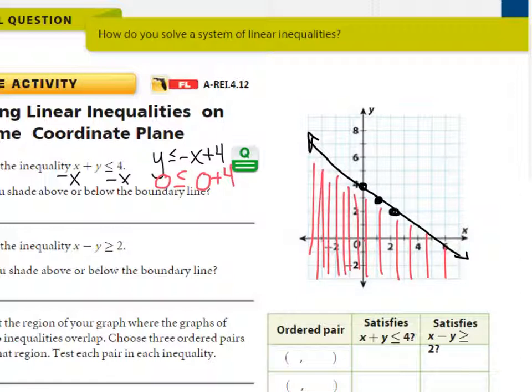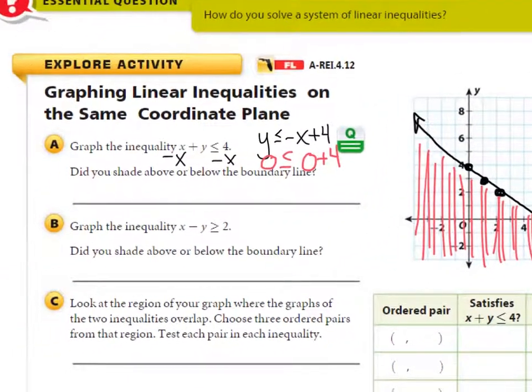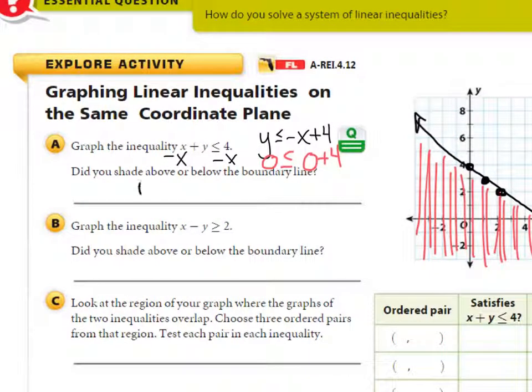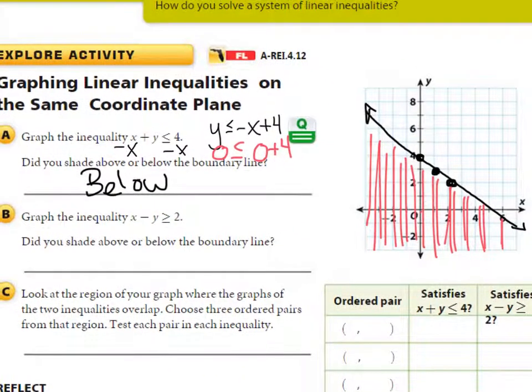Go ahead, if you have different colors, you could do that. I'm doing pencil markings, probably some of you saw what happened here. So the question was, did you shade above or below? And we shaded below. Well, now we're going to take the second inequality and graph that one.